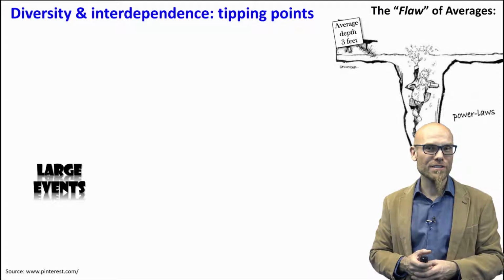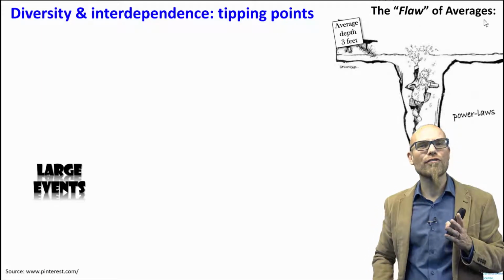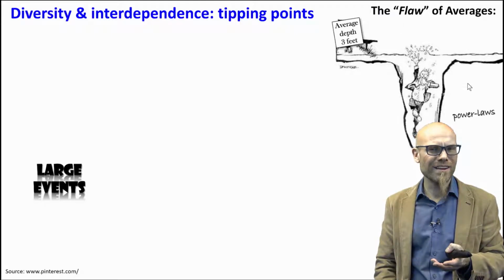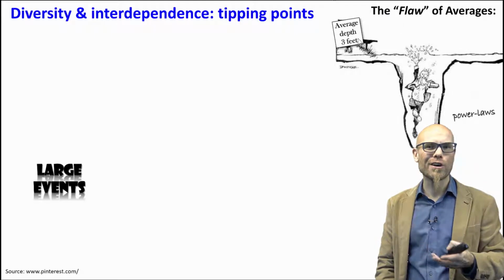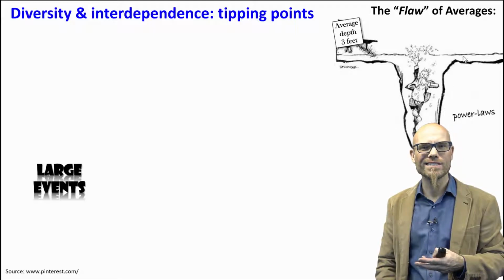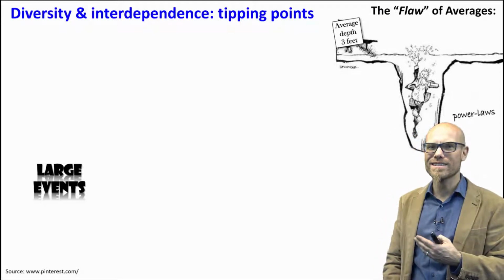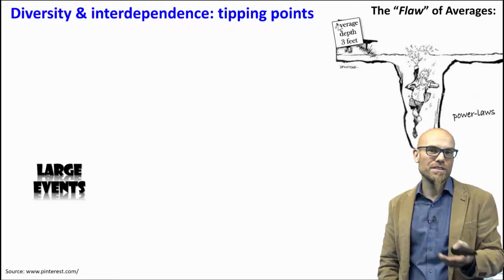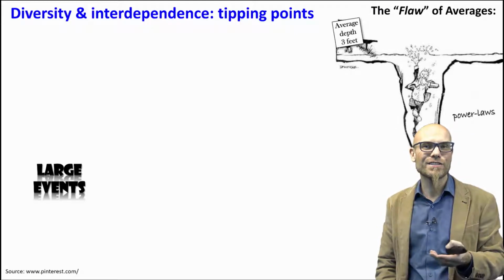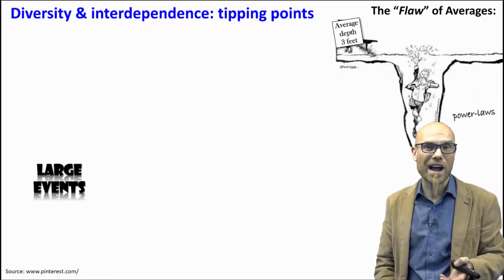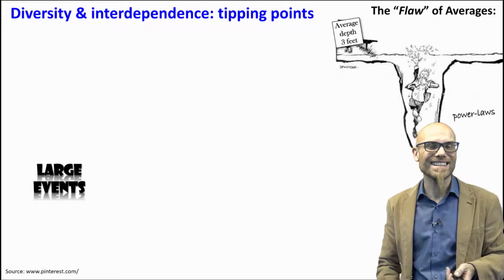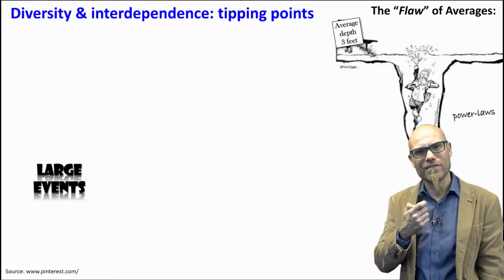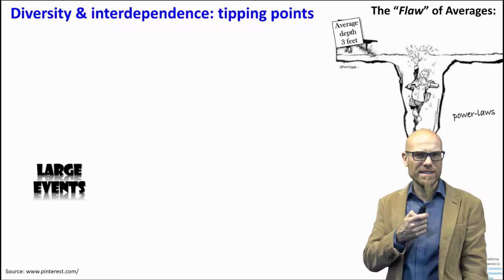That's why some researchers have started to talk about the flaw of averages. That's a word game on the law of averages, which has been very dominant in doing science for the last 200 years. As you can see in this image, it says the average depth of this pond is 3 feet. Well, you can still drown in it. And that's because averages, as you saw in Granovetter's riot model, can be very deceptive.